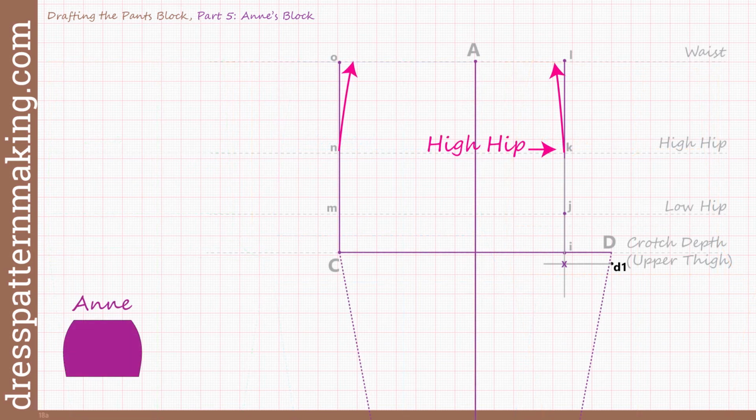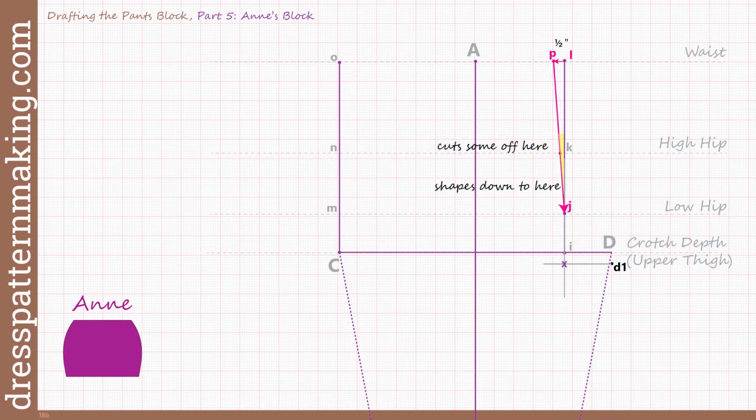Now Jane's larger circumference is at her high hip, therefore we want the shaping to stop there at the high hip and not go down to the low hip. If we followed the directions for the standard waist shaping and drew a line from P down to the low hip, we would be cutting some off at the high hip, which is why we don't want to follow those directions for shaping the waist for Anne.